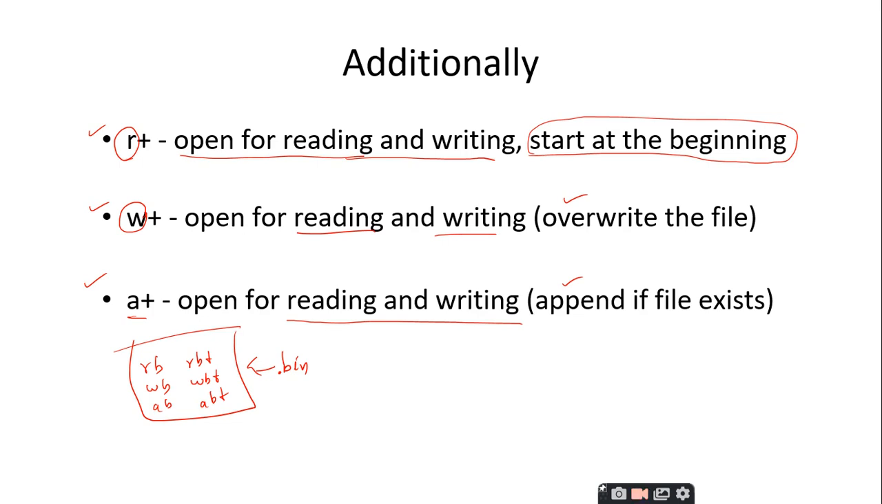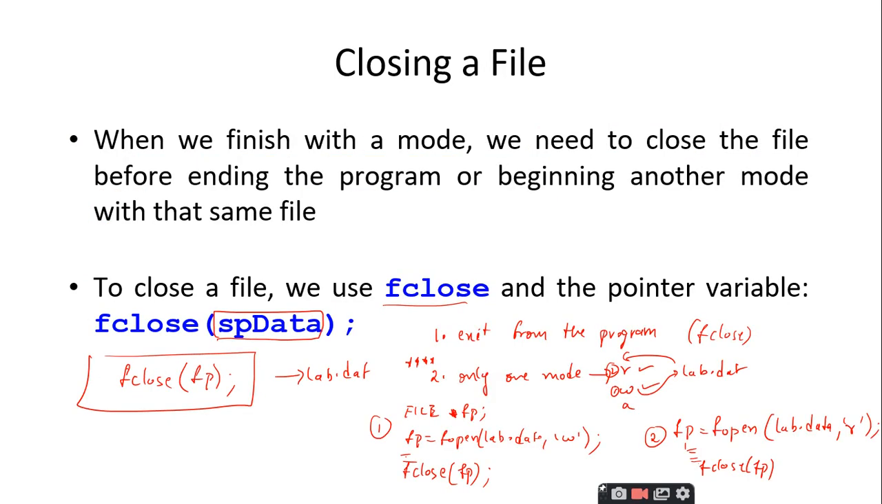So we have seen it diagrammatically also, and we have seen the additional modes like R plus, W plus, A plus, and then RB, WB, AB, RB plus, WB plus, and AB plus, like this. And finally, we have discussed the importance of the close function, and we have seen two scenarios when we can close the file. One is at the end of the program, and the second one is when you want to deal with the same file in different modes in the same program.